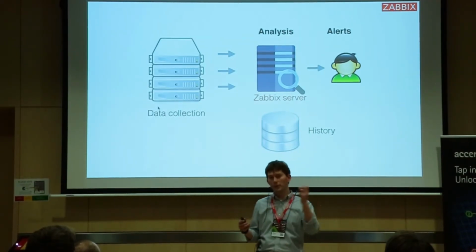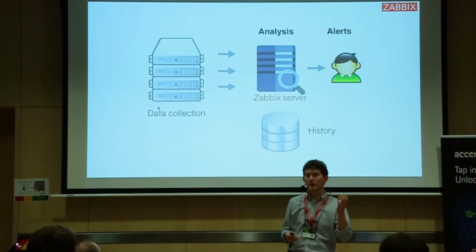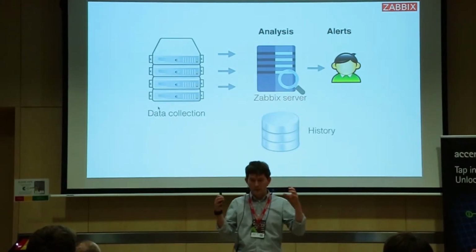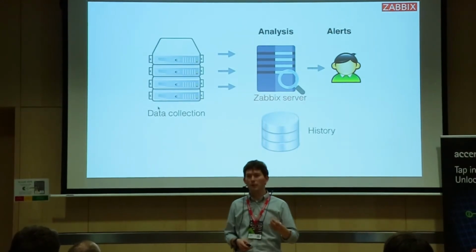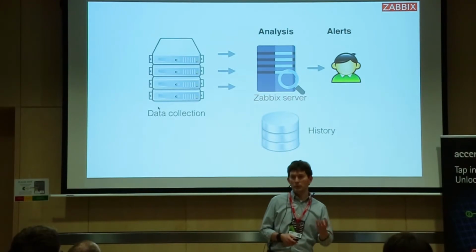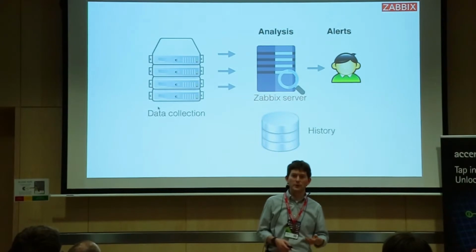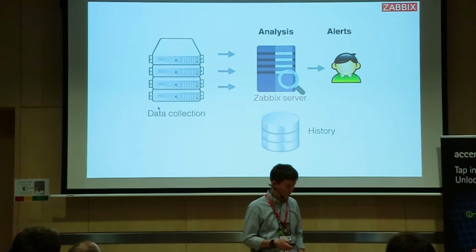It may perform 10,000, 100,000 checks per second. Then it tries to find problems in this flow of data. And if a problem is detected, it reacts somehow. Zabbix may send an alert message to a user, or it may try to fix the problem in an automated way. So we see that Apache is dead. Okay, Zabbix will try to restart Apache automatically. Nginx is dead. Okay, we are trying to restart Nginx, or a Windows service, whatever.